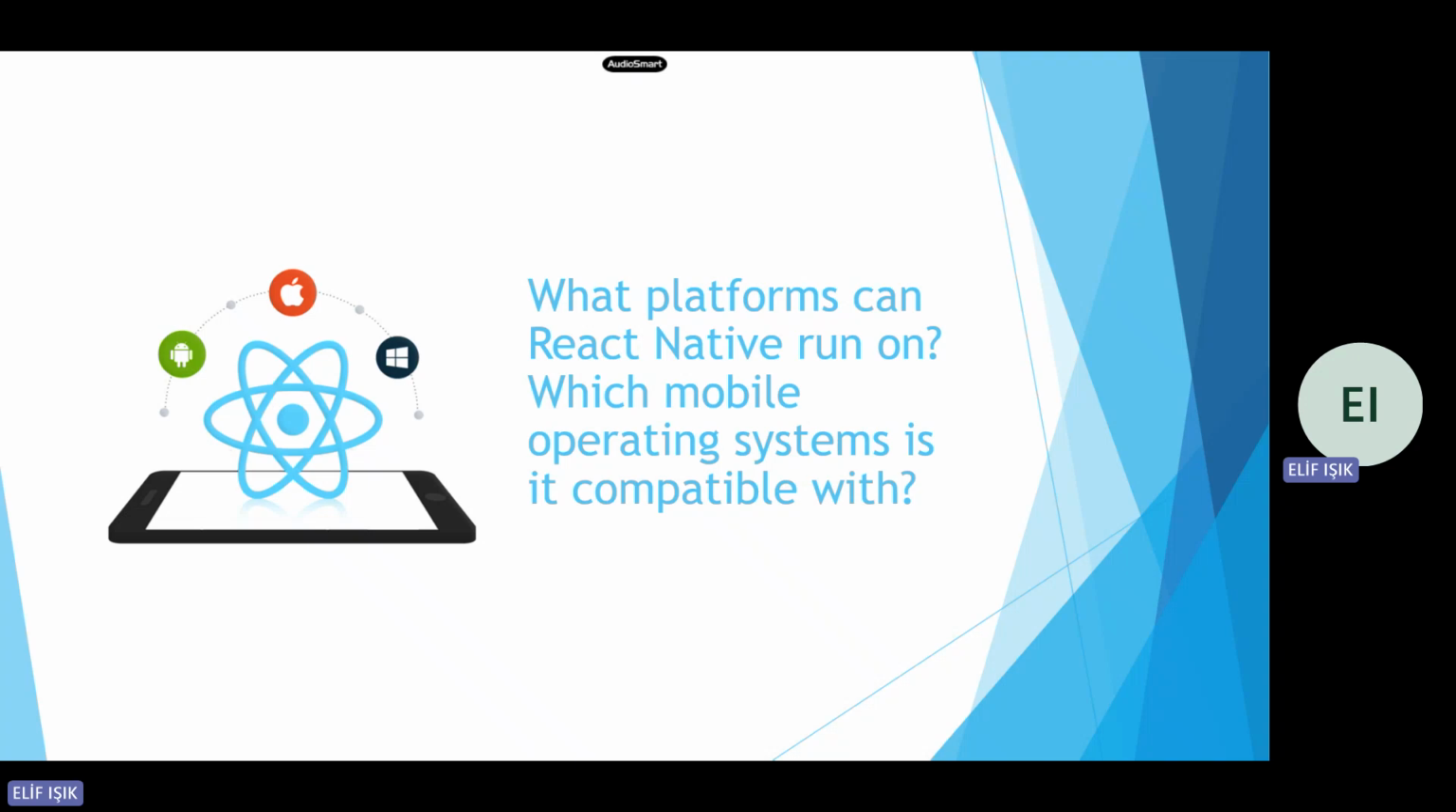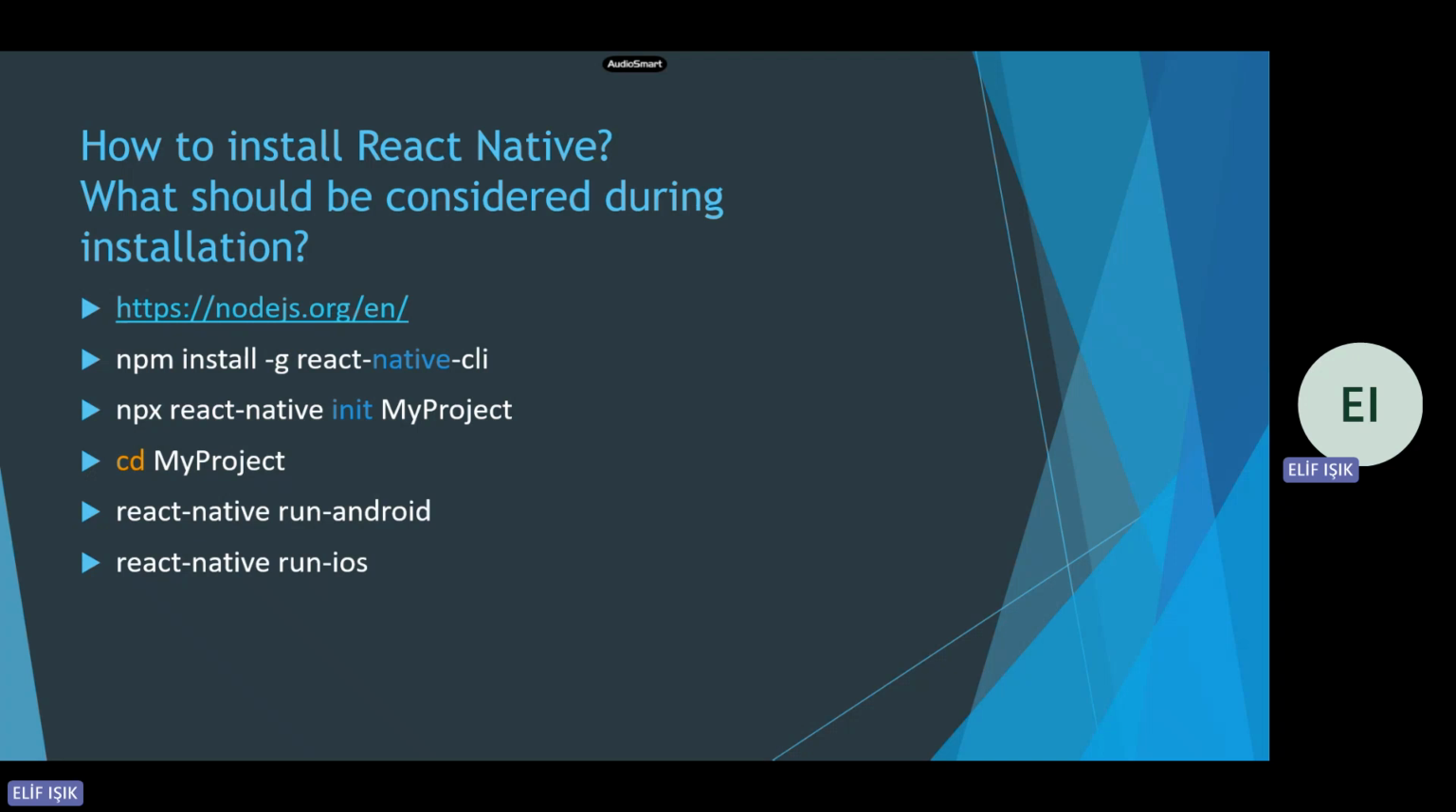React Native can run on iOS 9.0 or newer versions for the iOS operating system, and API level 16 or newer versions for the Android operating system. This ensures that most applications developed with React Native are compatible with most iPhone and Android devices. How to install React Native? What should be considered during installation?